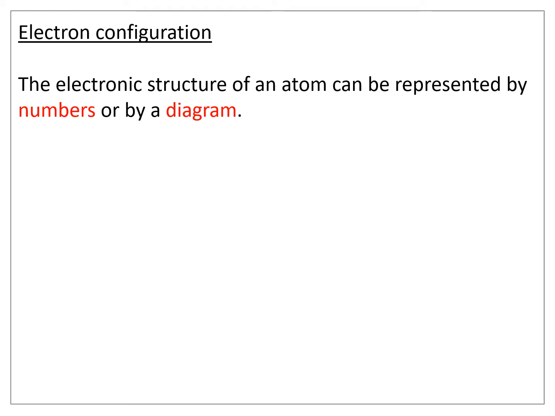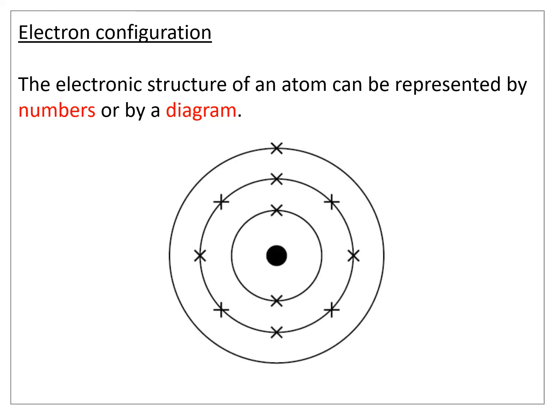Right, we then have to go through electron configuration. So we know these electrons are on the outside, but how are they actually distributed? Now, the electronic structure of an atom can be represented by numbers or by a diagram. And the diagram looks like so. Now, this one has got 2 on its first shell, 8 on the second shell, and 1 in the last shell. Now, you cannot move out a shell until the inside shell is full.